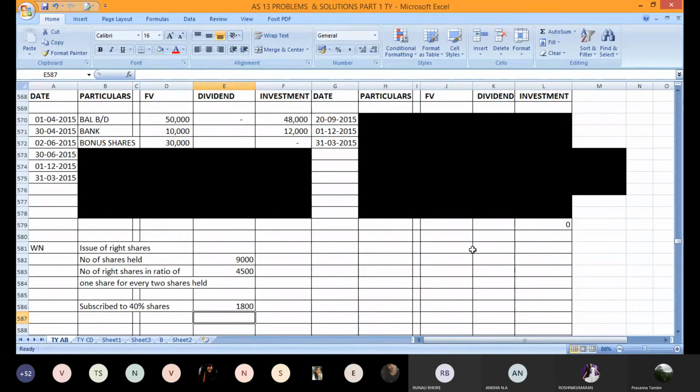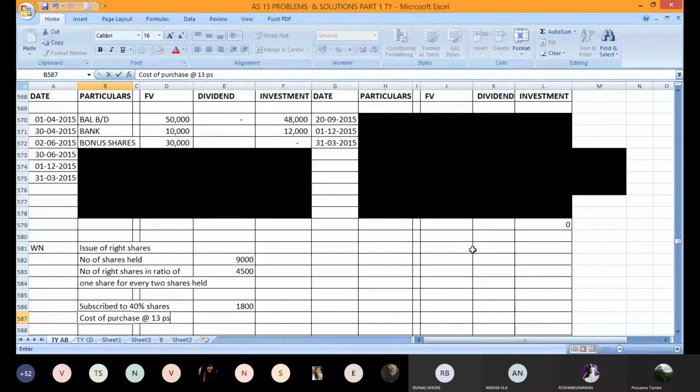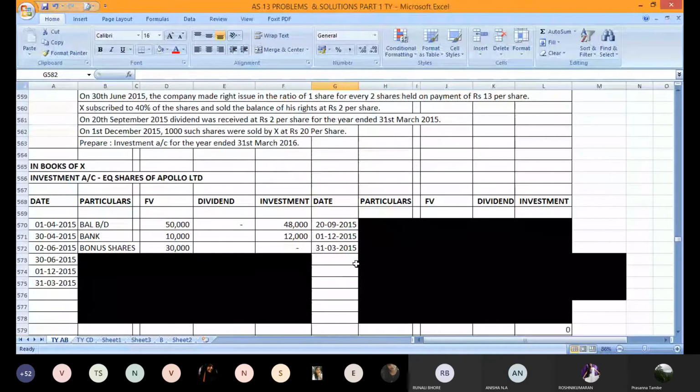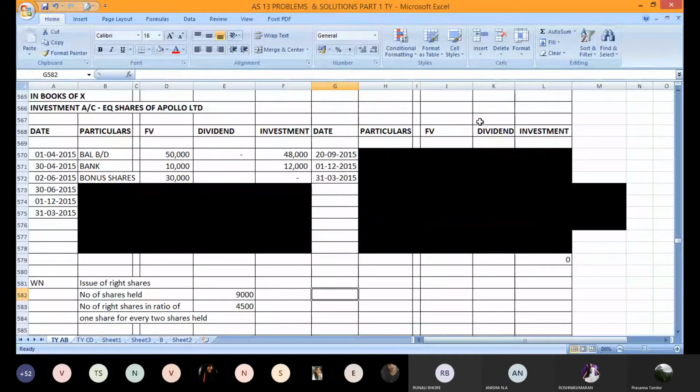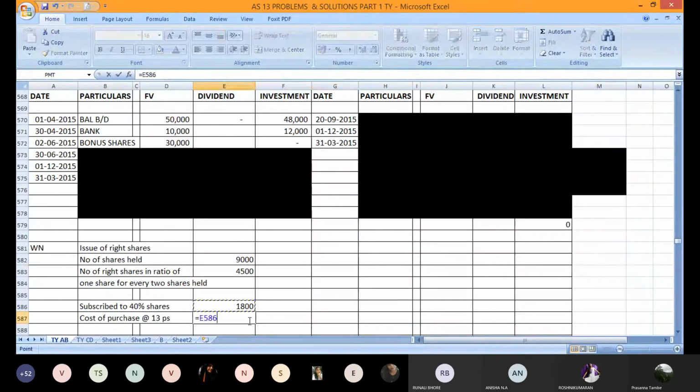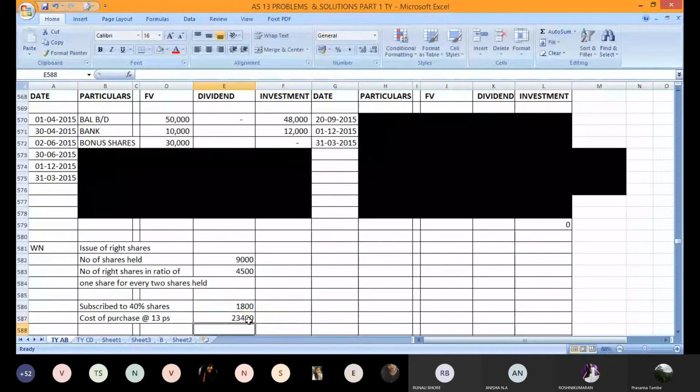And cost of purchase at 13 rupees, the company has given, right? Yes, sir. Okay, yes, you can see here, the pricing is 13 rupees per share. So he had to pay for this because this is a right share. This is not a free share. This is a right share. So into 13, his cost of acquisition will be 23,400. He has purchased those shares and therefore he will pay for this to the extent of 13 rupees per share. So his cost of acquisition is 23,400.